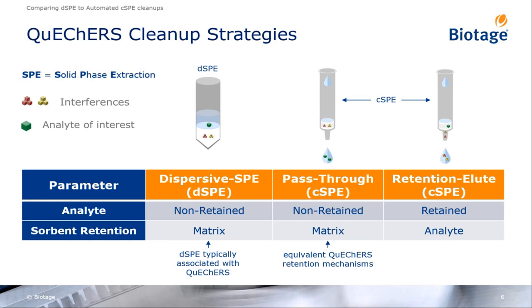Now for retention and elute, this is slightly different. The media actually retains the analytes of interest. The interference compounds are washed off the media, and then the analytes of interest are eluted and collected. Now for this study, we compared pass-through column SPE to the traditional DSPE, or dispersive SPE, since they were both using similar QueChERS retention mechanisms.